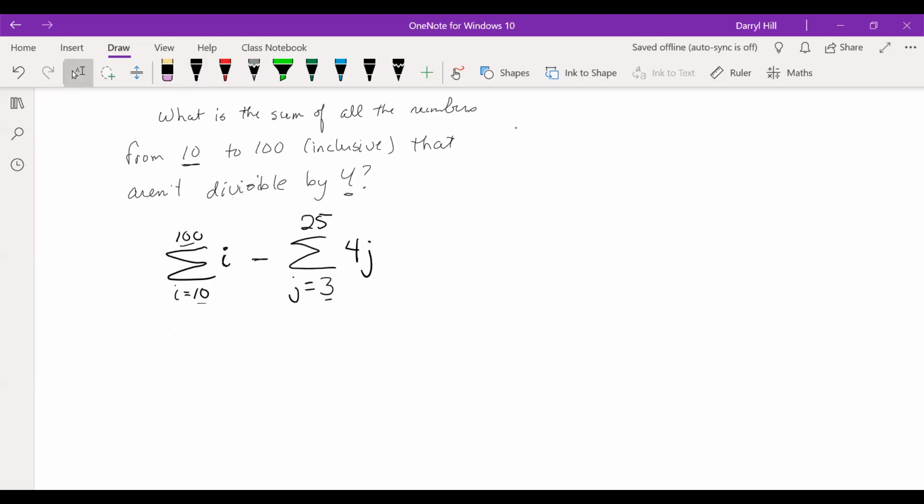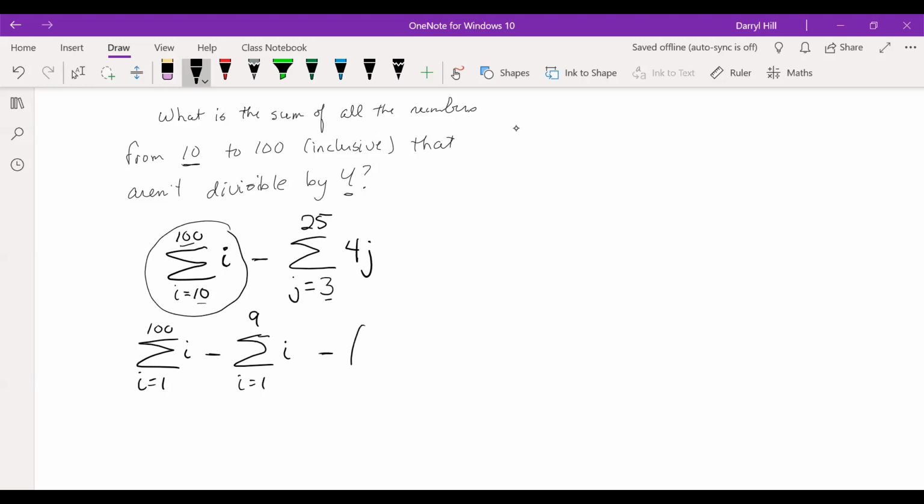There are a couple different ways to evaluate them. One is to split it, so we can take the sum from i equals 1 to 100 of i, minus, yeah, the sum from i equals 1 to 9 of i. Right, so that's equivalent to this term. And then we could subtract the sum from j equals 1 to 25 of 4j, minus the sum from j equals 1 to 2 of 4j.